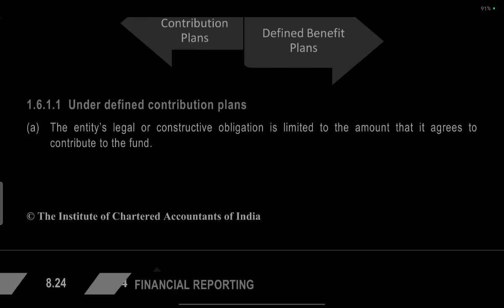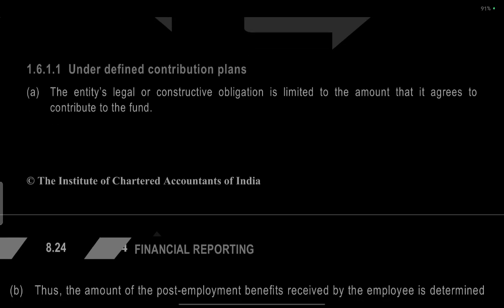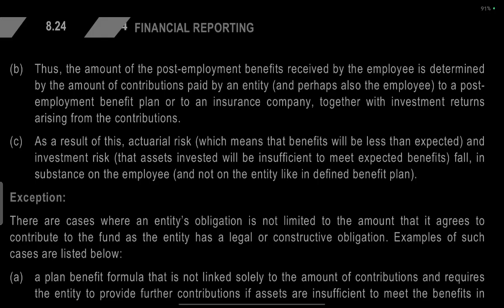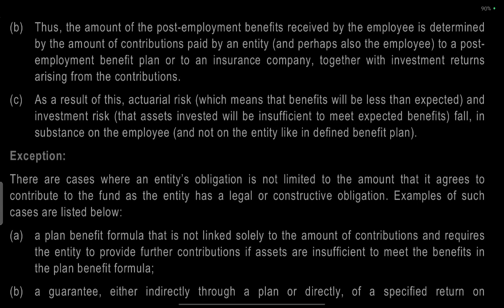Under the defined contribution plan, the entity's legal or constructive obligations are limited to the amount that is agreed to be contributed to the fund. Thus, the amount of the post-employment benefits received by the employee is determined by the amount of contribution paid by the entity, and perhaps also the employee, to the post-employment benefit plan or to the insurance company, together with the investment returns arising from the contribution. As a result, actuarial risk, which means the benefit may be less than expected, and investment risk, where the assets invested will be insufficient to meet the expected benefits, fall on the employees and not on the entity, unlike in a defined benefit plan.